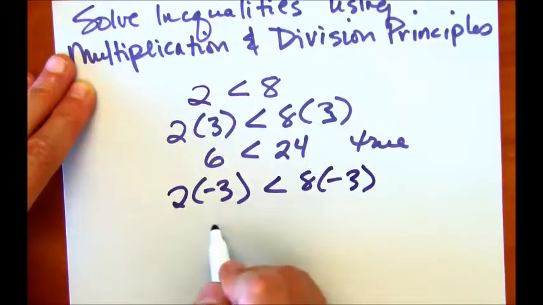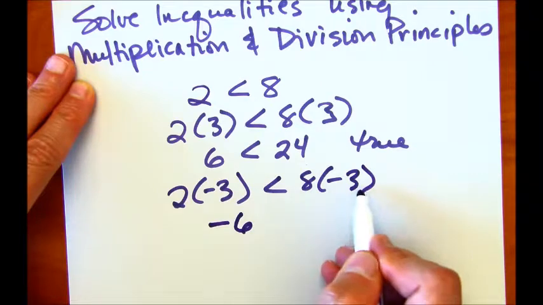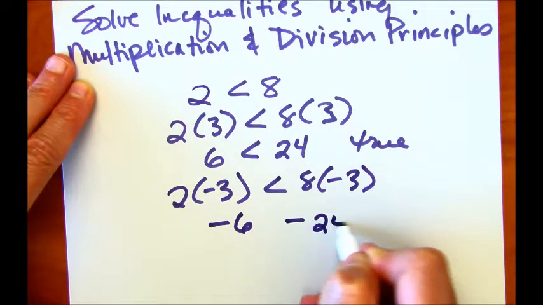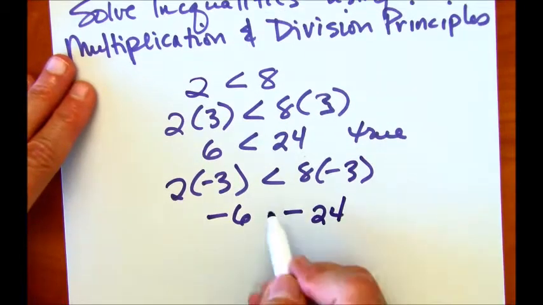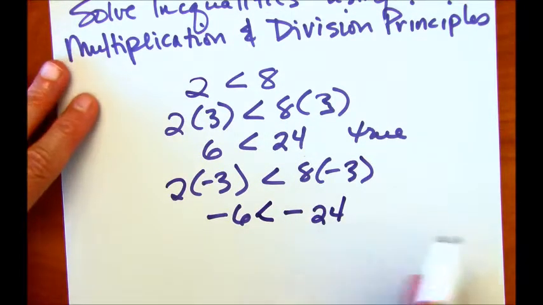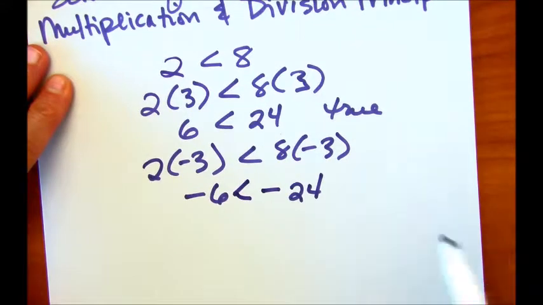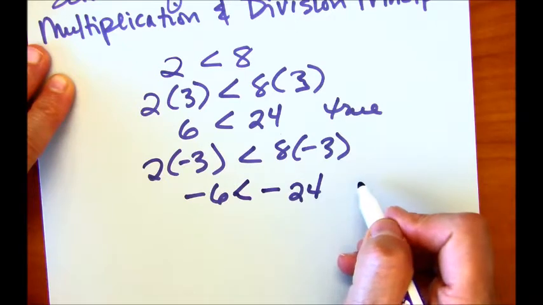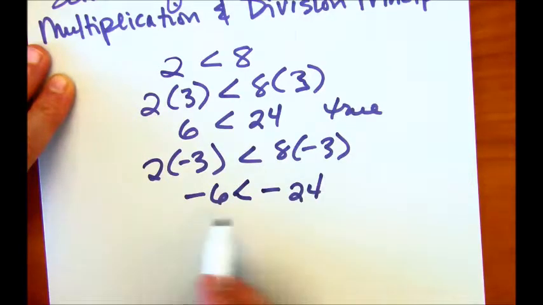Well, 2 times negative 3 is negative 6. 8 times negative 3 is going to be negative 24. And if I were to say that negative 6 is less than negative 24, you might be scratching your head. Well, no, that's not correct. Negative 6 is closer to 0.